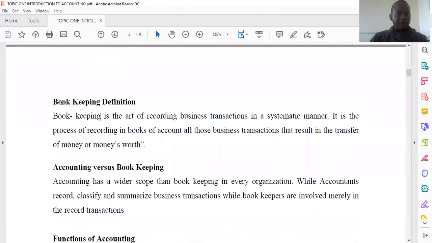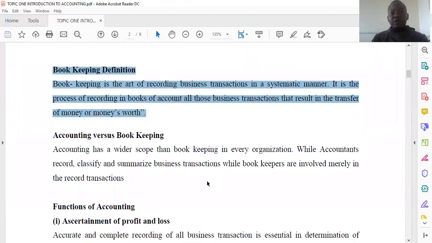Next we look at another definition, that is bookkeeping. Bookkeeping is defined as the art of recording business transactions in a systematic manner. It is a process of recording in the books of accounts all those business transactions that result in the transfer of money or money's worth. What to note about bookkeeping is that it is a part of accounting, that part of accounting that merely deals with recording of business transactions.